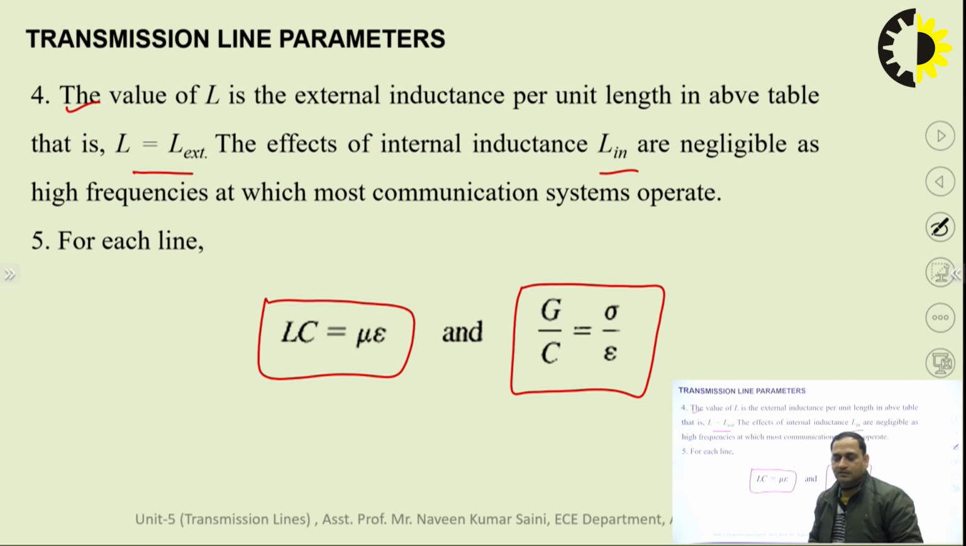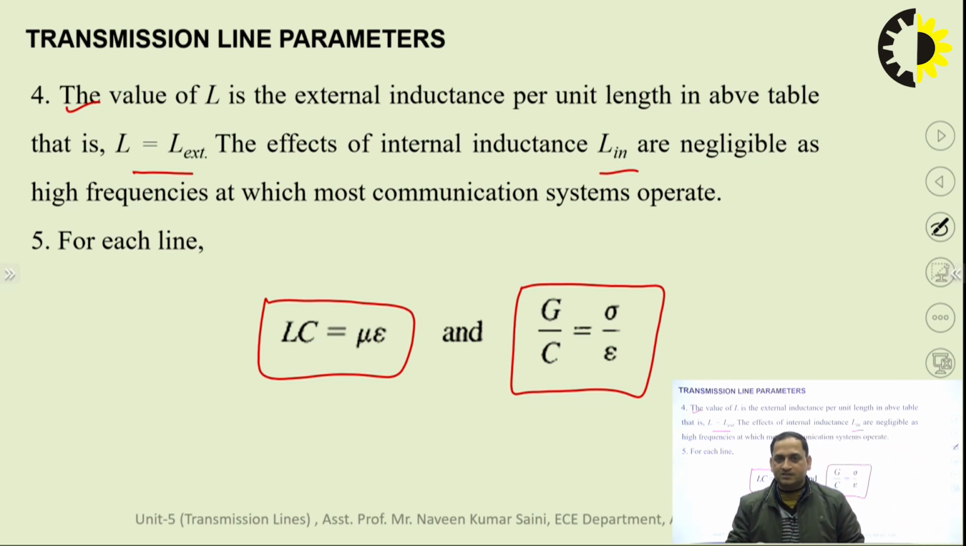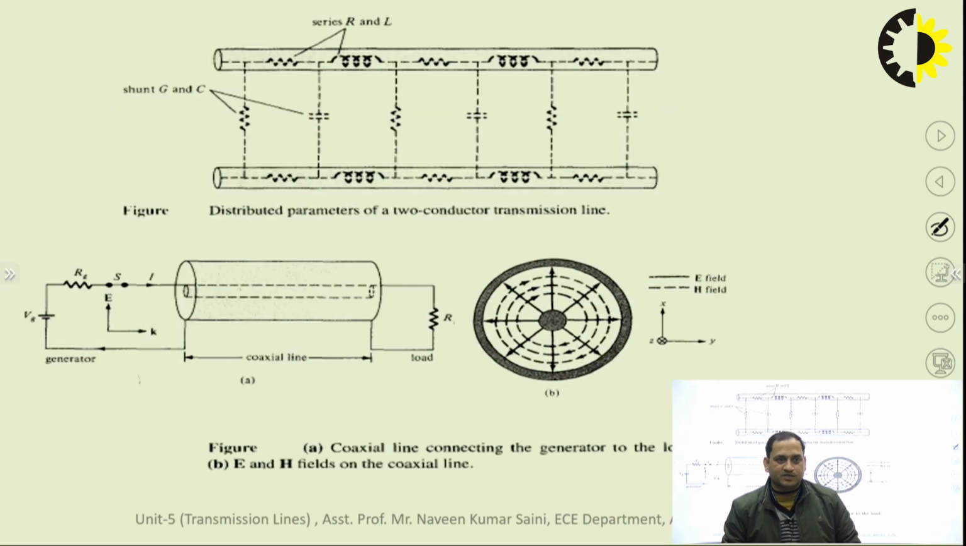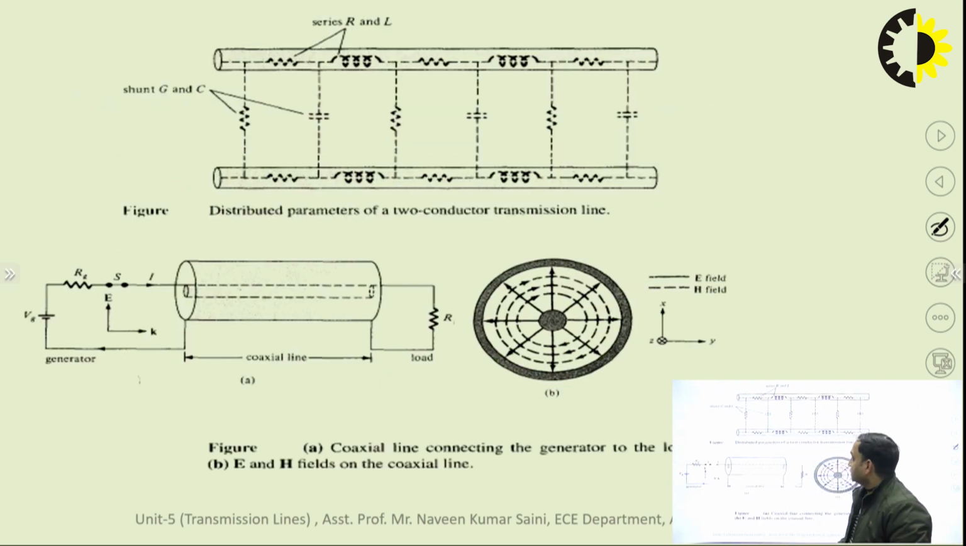So, these are some relations obtained for the transmission line. Each line is defined by these formulas. Here is a cross section of a two wire transmission line. Here we talk about the inductance and the capacitance, and the resistance and the conductance.